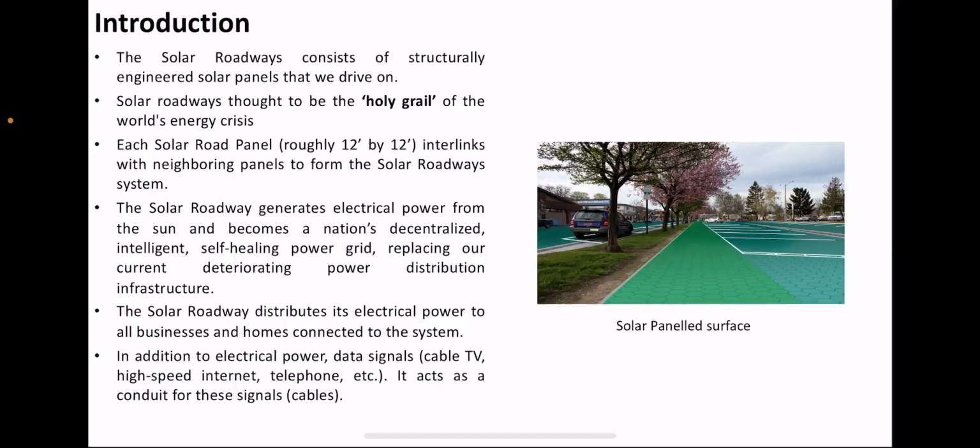The solar roadways distribute electrical power to all businesses and homes connected to the system. In addition to electrical power, data signals, cable TV, high-speed internet, telecom, etc. It acts as a conduit for these signals. That is called cables.